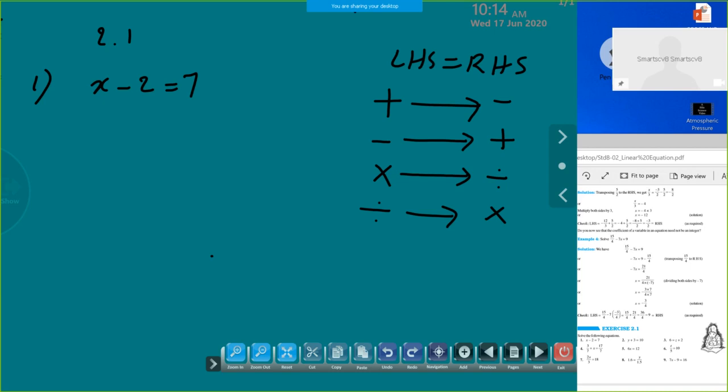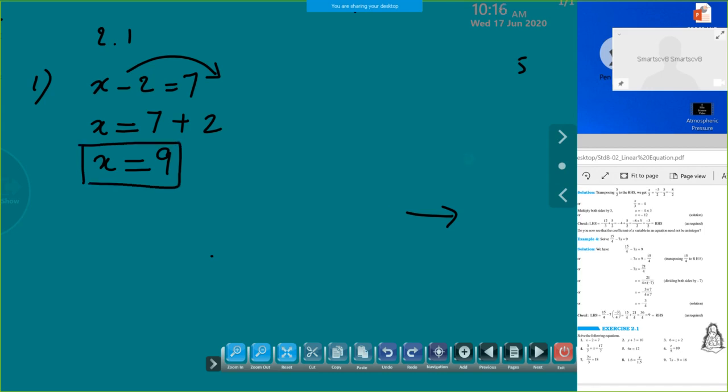Now look at this equation: x minus 2 is 7. I'm going to bring this term to the right side. The 2 is minus, right? Minus is taken to the right side. How does it change? It changes to positive. So we write x is equal to 7 plus 2, that is x is equal to 9. This is our solution.